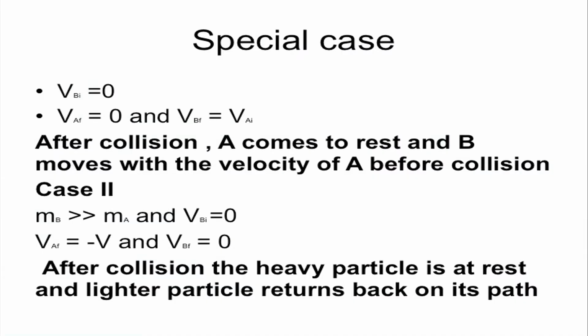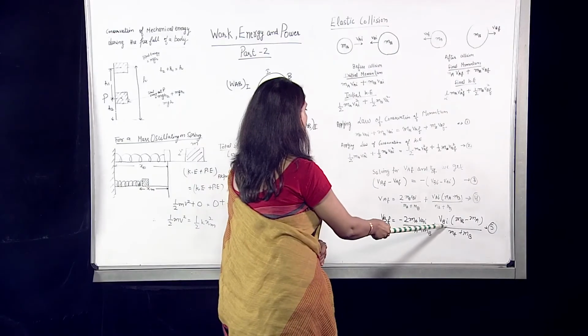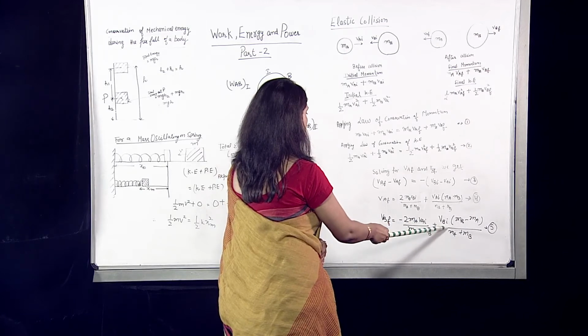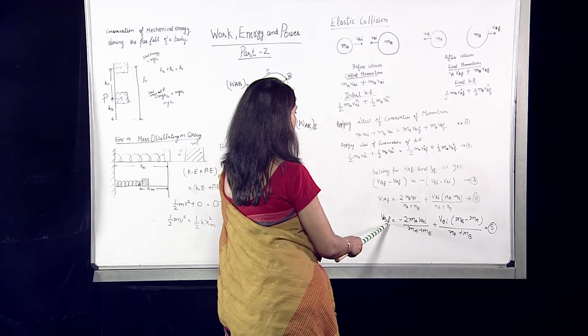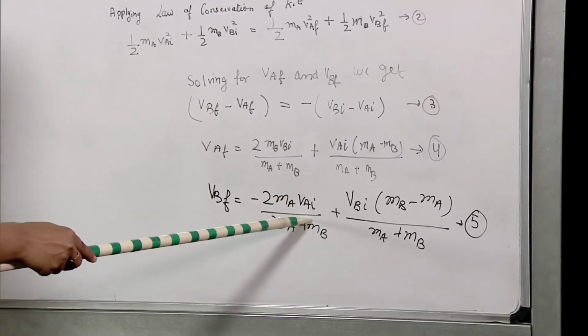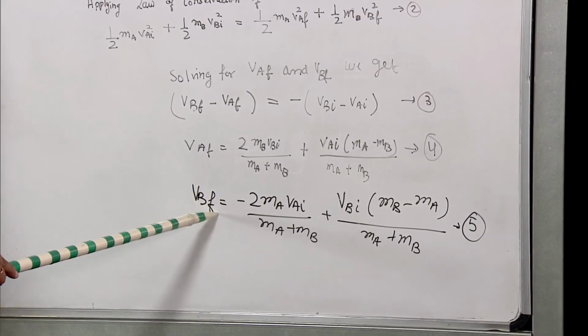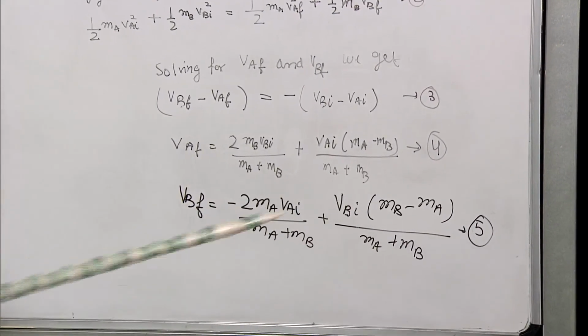Let us consider the special case when the ball of mass MB is at rest, that is, VBI is equal to 0. What happens when we substitute VBI equal to 0 in this equation? This term becomes 0, and from this equation the masses cancel out, and we have VBF equal to VAI.